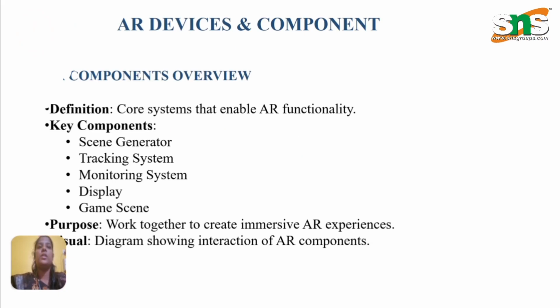The AR components overview. Let's start with a small overview. AR components are the core systems that enable augmented reality functionality. So we can think of them as the building blocks of any AR system. There are five key components: scene generator, tracking system, monitoring system, display, and game scene. All of these work together to deliver immersive and realistic AR experiences, combining both real world and virtual world information seamlessly. So the first is a scene generator, right?